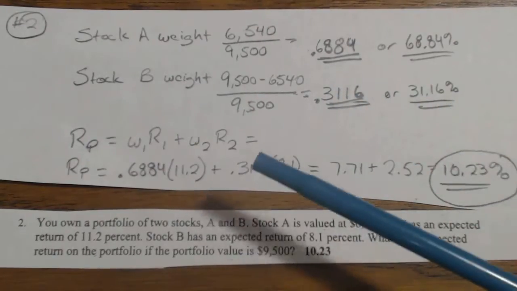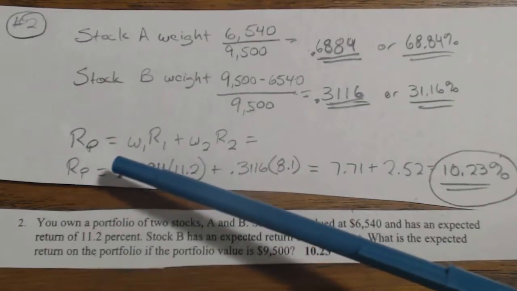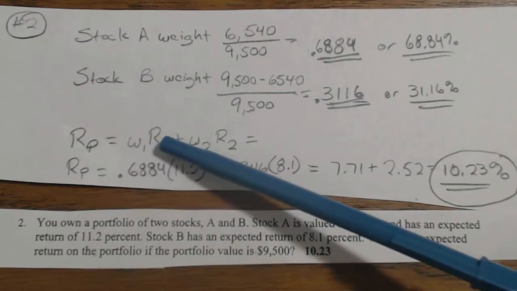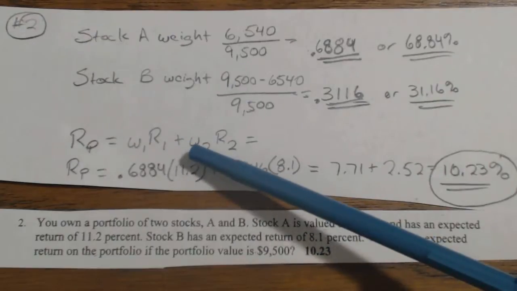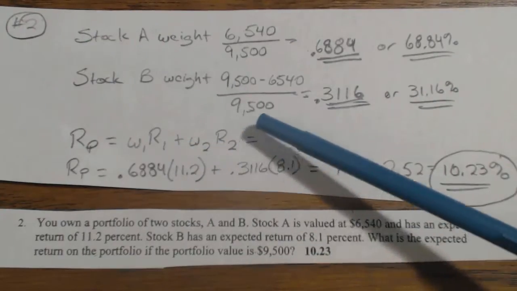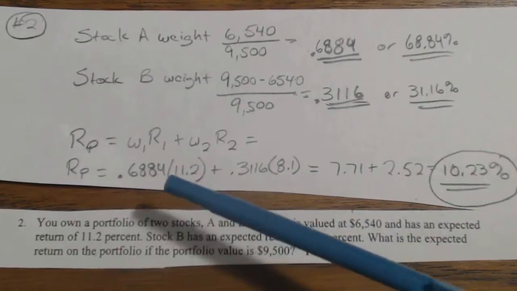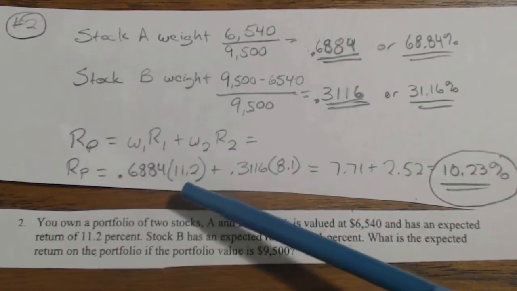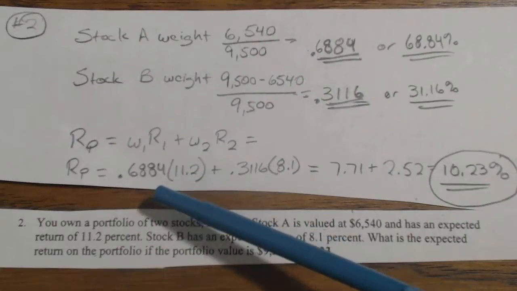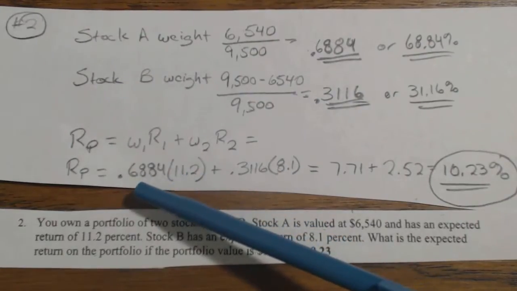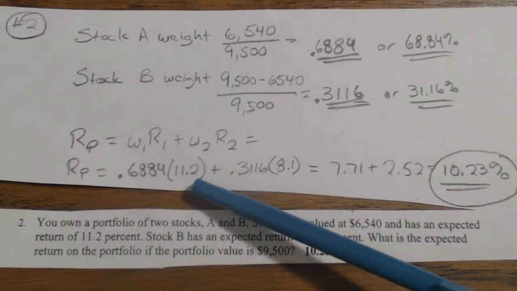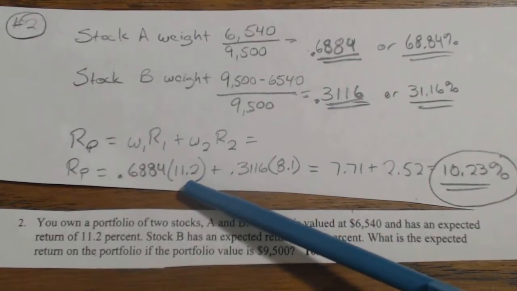31.16%. The return on the portfolio is the weighted average times the expected return plus the weighted average of the second stock times the expected return of the second stock. Now you can do it different ways. You can do it as a percent. You can do both of these as a percent. You can do them both as a decimal. They typically put the weight as a decimal and the percent in full numbers, not as in decimals. So 11.2 instead of being 0.112 in the book, they put 11.2. You can do it either way.